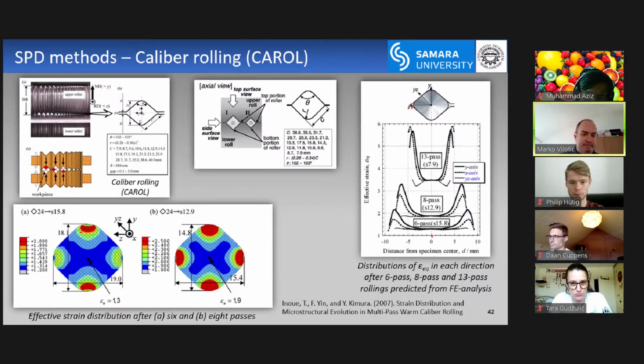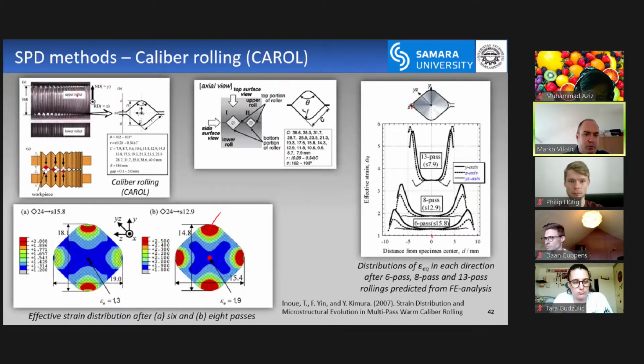And the bad thing about this processing is that imposed strains are lower in the center and higher at the edges, which is not bad if you want to have, let's say, some surface improvement of the properties, material improvement in the surface area. In this case, it's not bad.